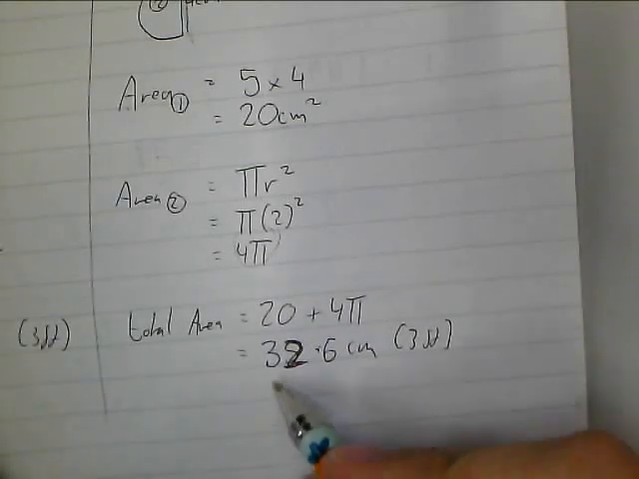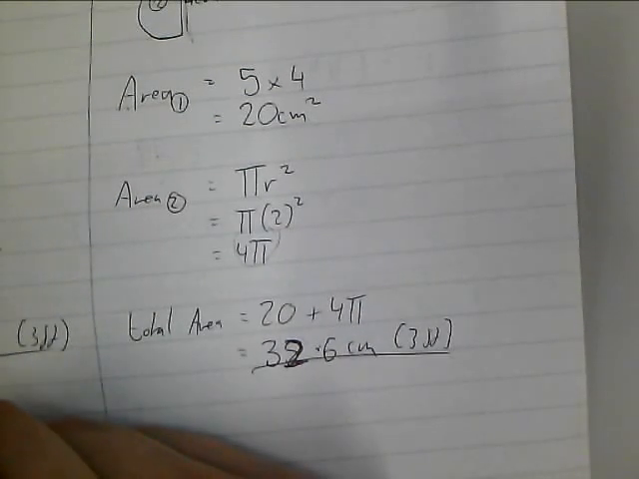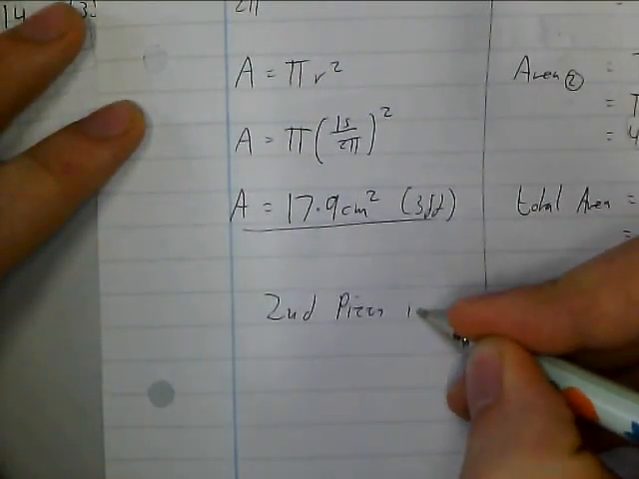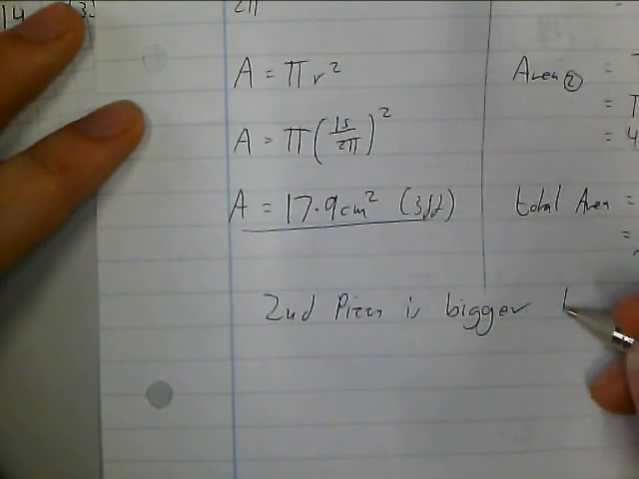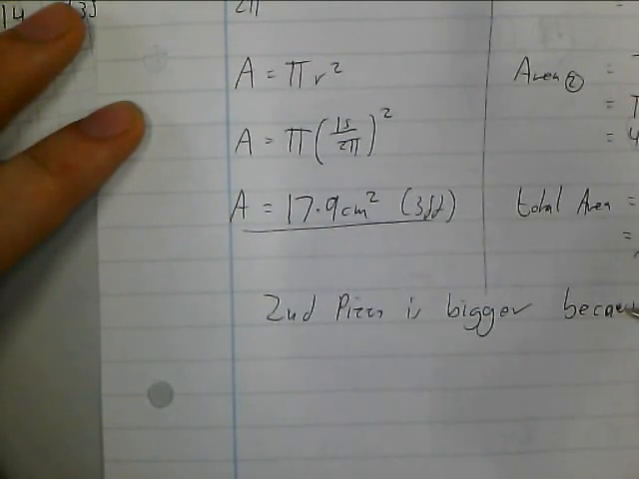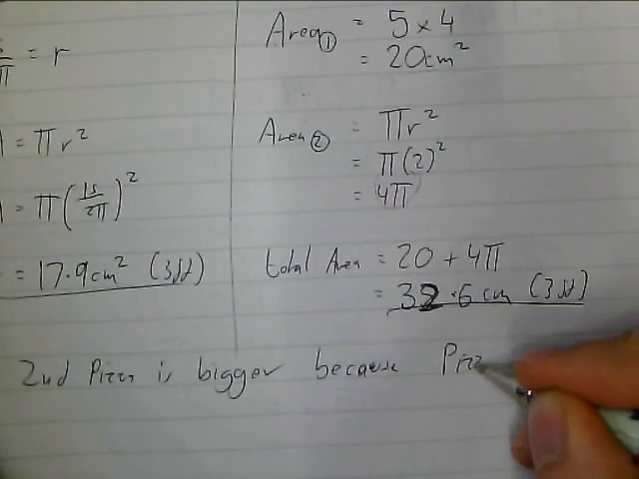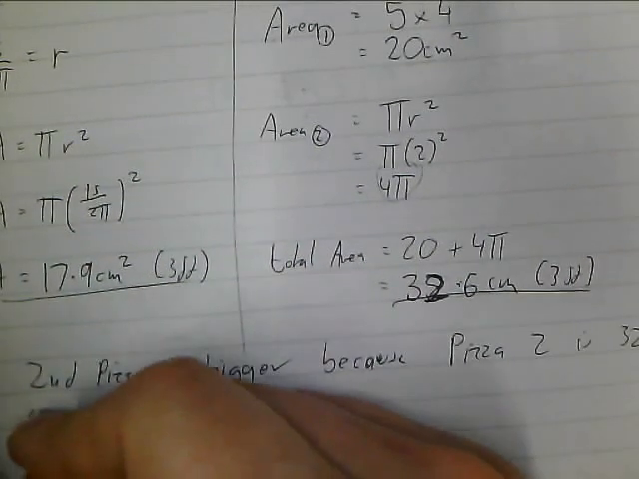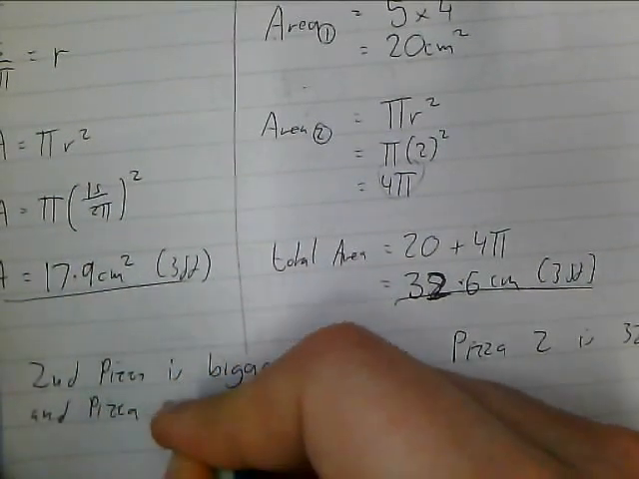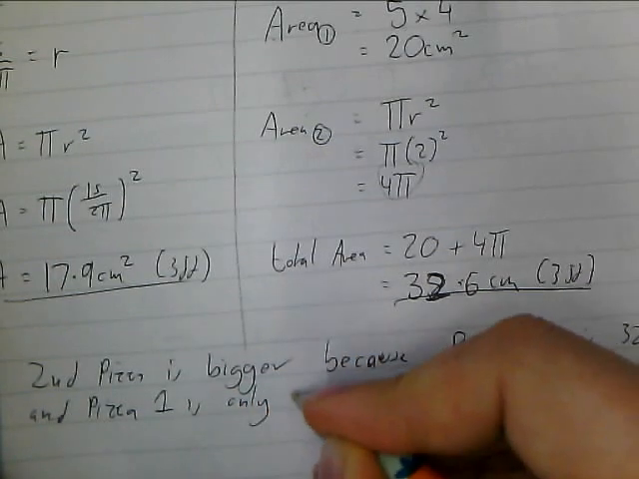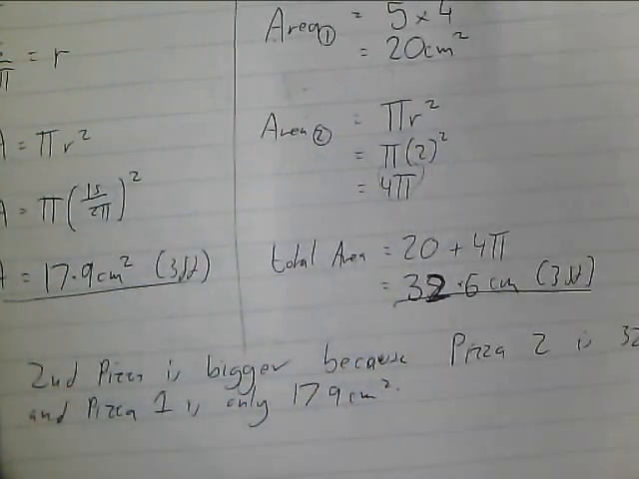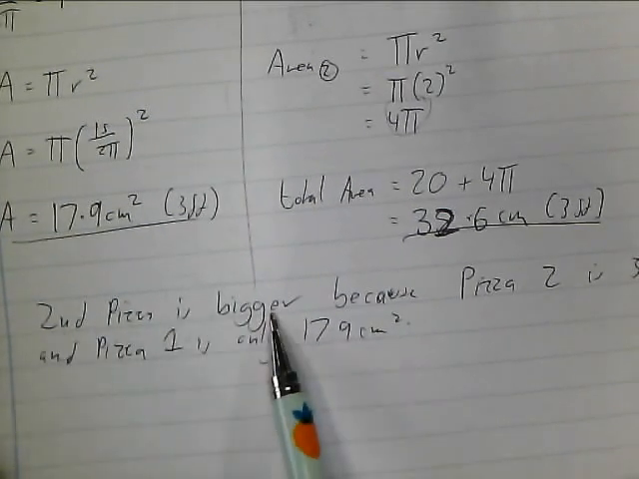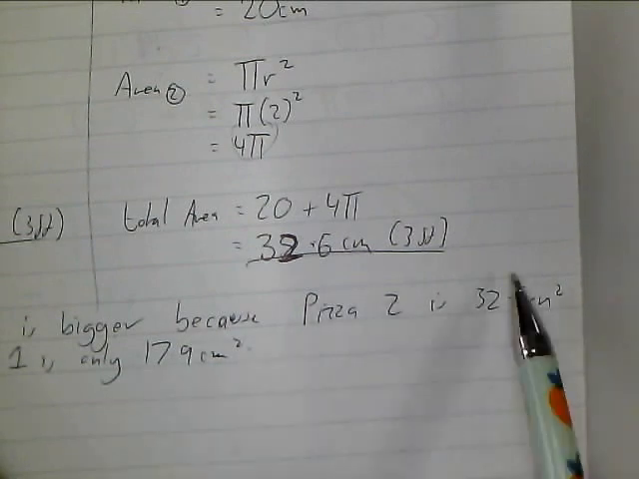And we can clearly see that the second pizza is bigger, because pizza 2 is 32.6 centimeters squared and pizza 1 is only 17.9 centimeters squared. This is a perfect answer for that kind of question. You've shown which one's bigger and why, using the numbers that you've calculated.